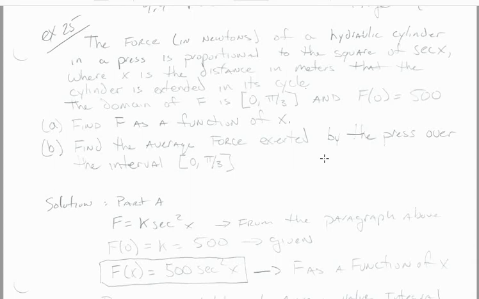Okay, so that's how we know that at our initial condition right there, f of 0 is 500, that's telling us that k is 500. Okay, I know that's a little wordy to get that stuff out of, but the equation we're looking for in part A is f of x equals 500 secant squared x. So initially we're at 500, and then the words say proportional to the square of secant x. That's where secant squared x comes in. Okay, so that's part A.